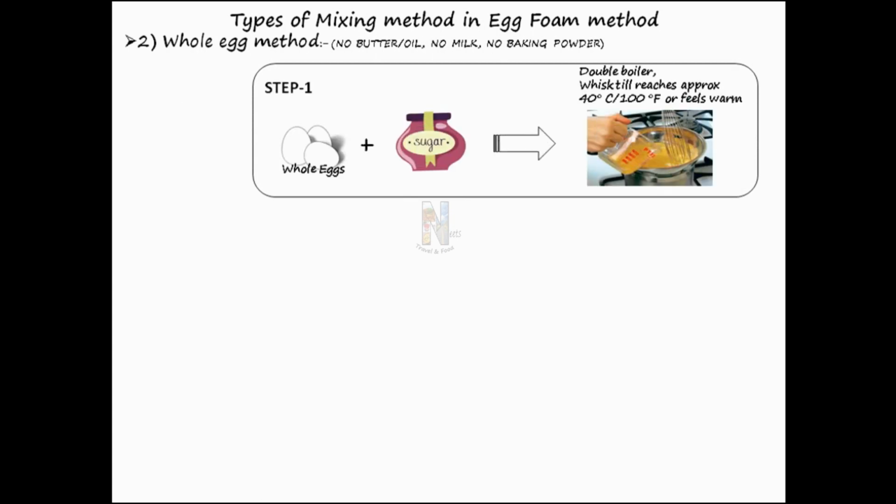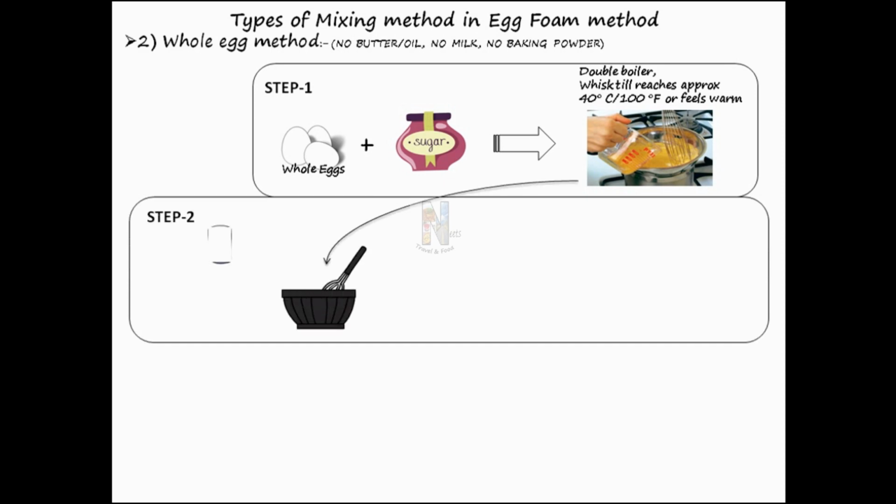Whole egg method. No butter, oil, milk, or baking powder is used in this recipe. Step 1. Whole eggs along with the sugar are beaten up together over a double boiler till the temperature reaches 40 degrees Celsius. This is done so that sugar is completely dissolved in the eggs. Eggs are removed from the double boiler and whipped up till it forms a foamy mass.